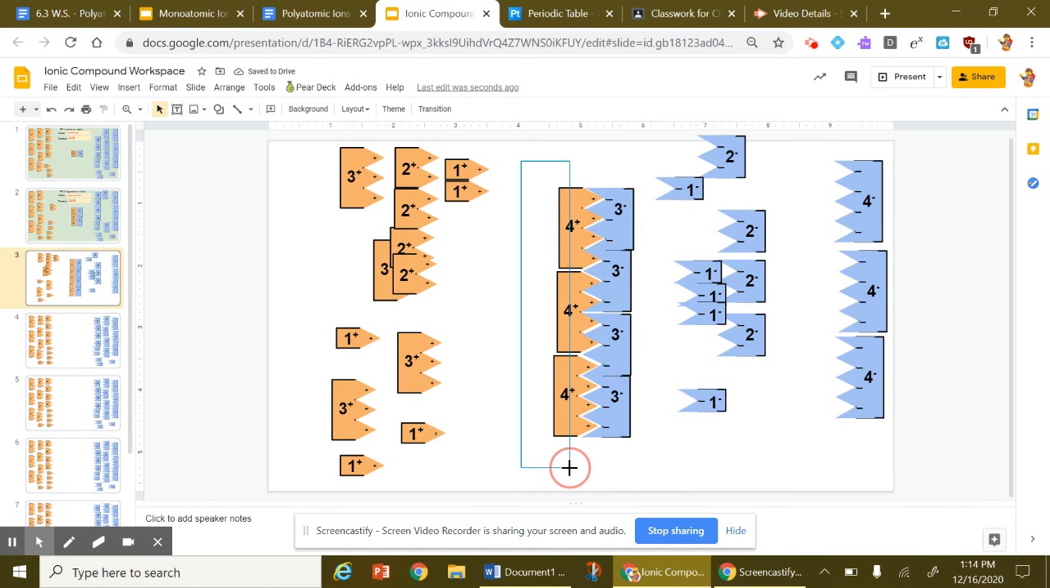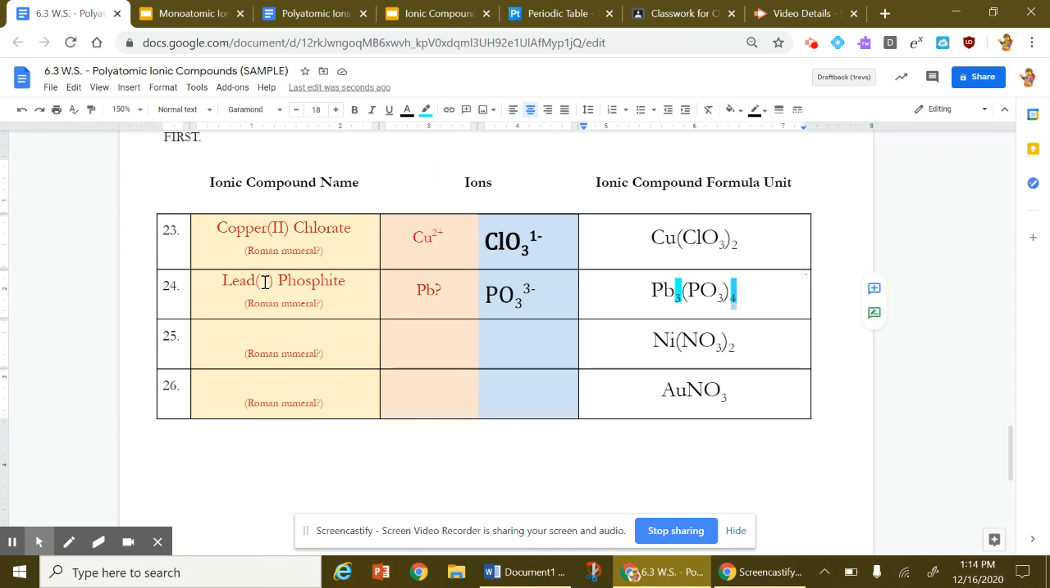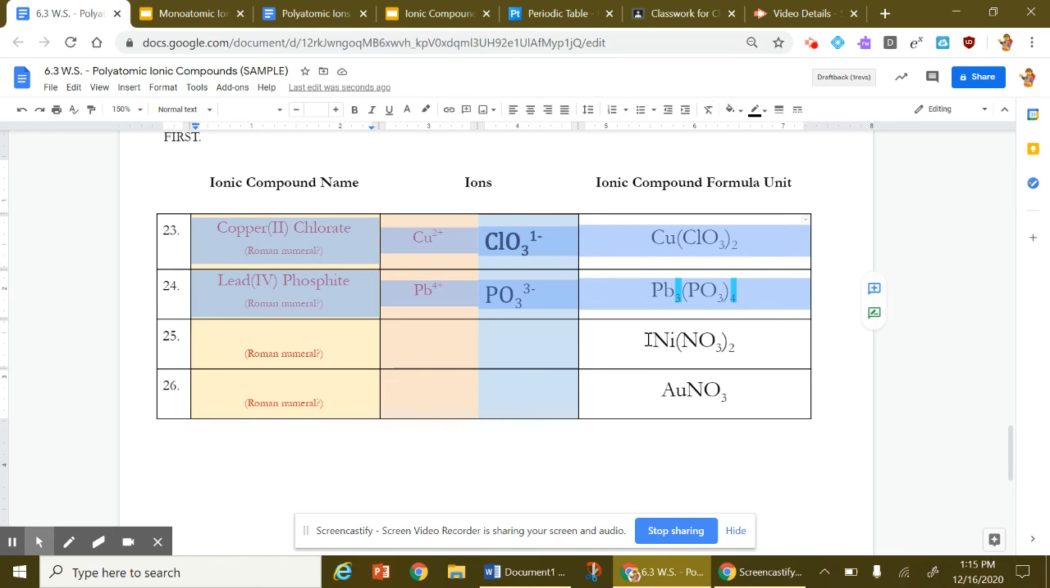We needed 3 of these leads. 1, 2, 3. So in order for this to work, lead has to have a positive 4 charge. This is lead 4 phosphite. All right. Awesome. There we go. So again, that's how you had to do these. These were the trickiest ones down here, guys. That's why I gave you only 2 of these for homework, and the other 2 are going to be bonus, if you get them done.